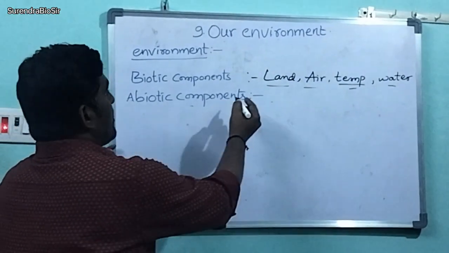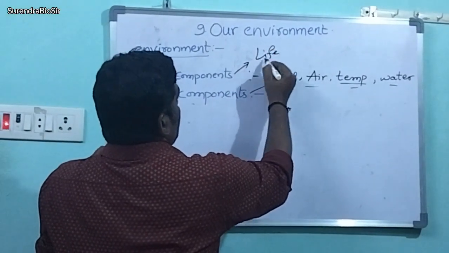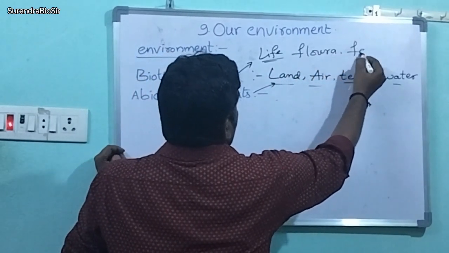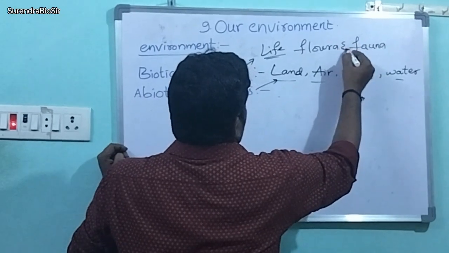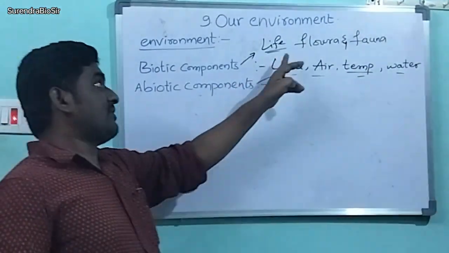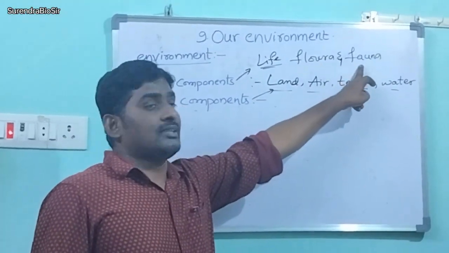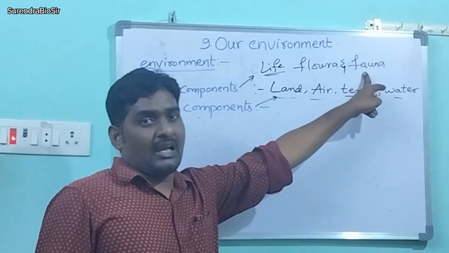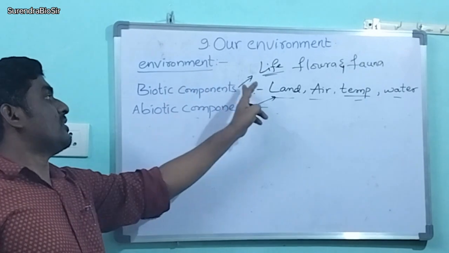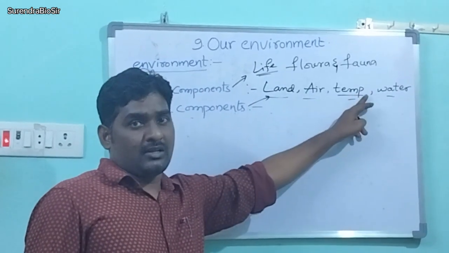Right, what do you mean by biotic components? Biotic means life. They have life. Who have life? Flora and fauna. What is meant by flora and fauna? Flora is nothing but plants, and fauna is nothing but animals. They have life. Flora and fauna come under biotic components. Abiotic components means land, air, temperature, and water.